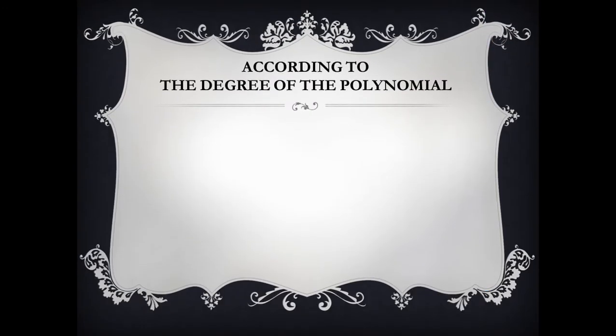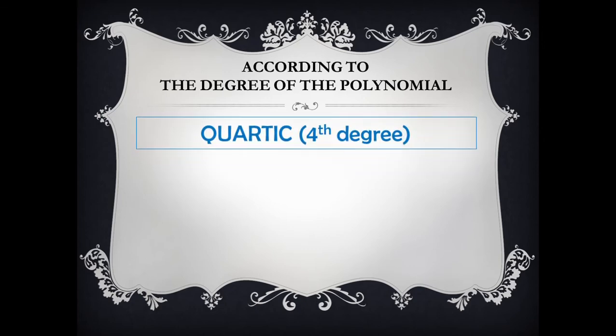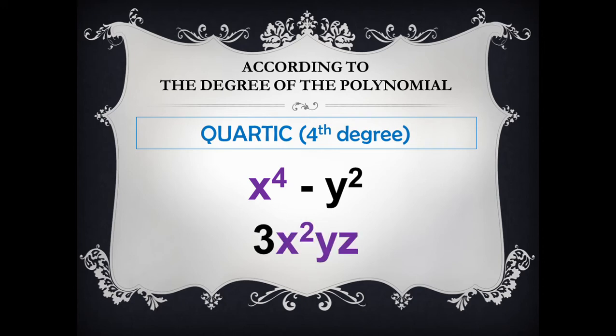If the polynomial is in the fourth degree, we call it quartic. Let us see the examples. X to the fourth minus y squared. The first term has an exponent of 4, therefore it is in the fourth degree. Next, we have 3x squared yz. The exponents of the variables are 2, 1, and 1, a total of 4. Therefore, it is in the fourth degree.